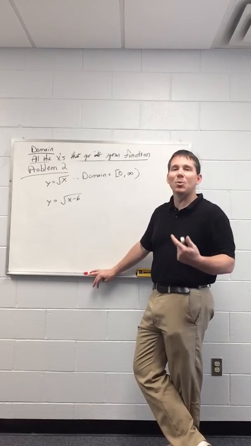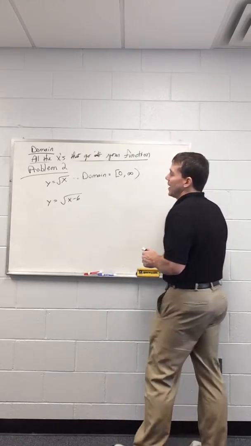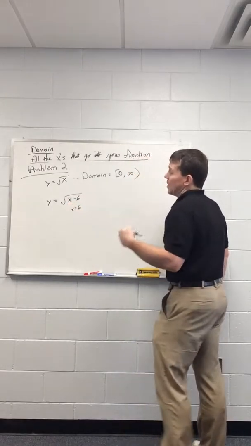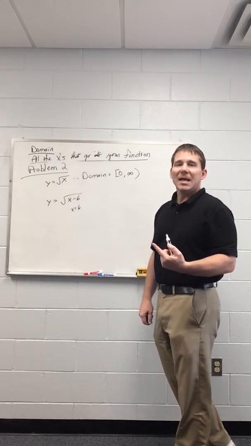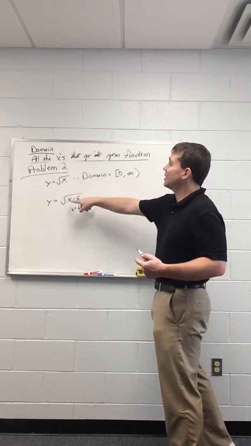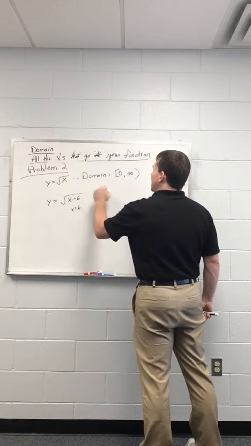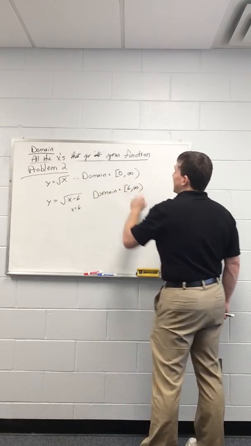So clearly, some x's will work and some won't. We just have to figure out which x's work and which don't. Here, it's kind of probably obvious. If x is equal to 6, I get the square root of 0, which is 0. Anything bigger than 6 will give me a positive number. Anything smaller than 6 will give me a negative. So now my domain goes from 6 to infinity.